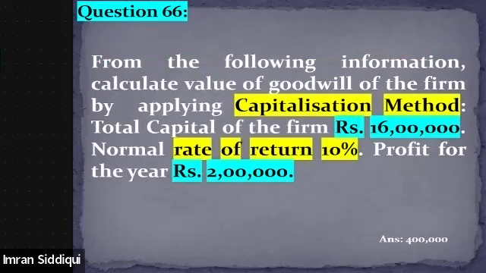Okay, since this question is not mentioning which method we should apply to find out the goodwill of the firm, it just says that we need to apply the capitalization method. But the capitalization method also includes two methods, right? Capitalization by the average or capitalization by the super profit. So since this question is not specifying which method needs to be applied under the capitalization method, we will be calculating goodwill by both approaches, by capitalization of the average profit as well as by capitalization of the super profit.